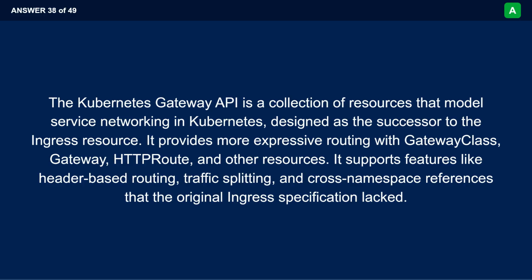The Kubernetes Gateway API is a collection of resources that model service networking in Kubernetes, designed as the successor to the ingress resource. It provides more expressive routing with gateway class, gateway, HTTP route, and other resources. It supports features like header-based routing, traffic splitting, and cross-namespace references that the original ingress specification lacked.